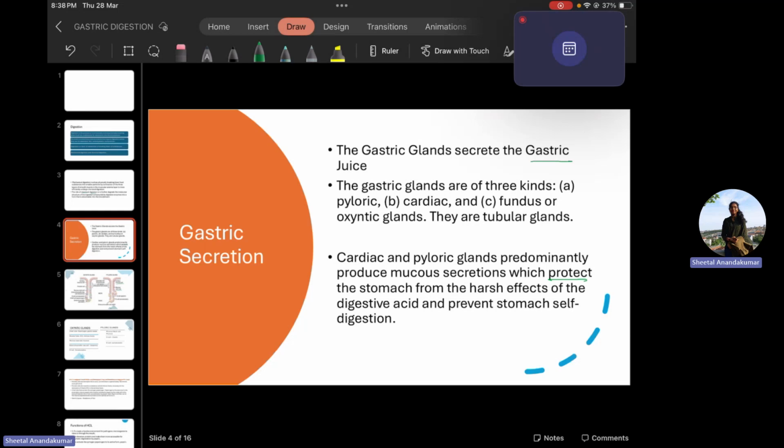The gastric glands are generally divided into three: pyloric, cardiac, and oxyntic glands, and they are tubular glands. The cardiac and the pyloric glands predominantly secrete mucus, and this mucus is mainly helpful in protecting the lining of the stomach against the action of acid and preventing self digestion of the stomach.